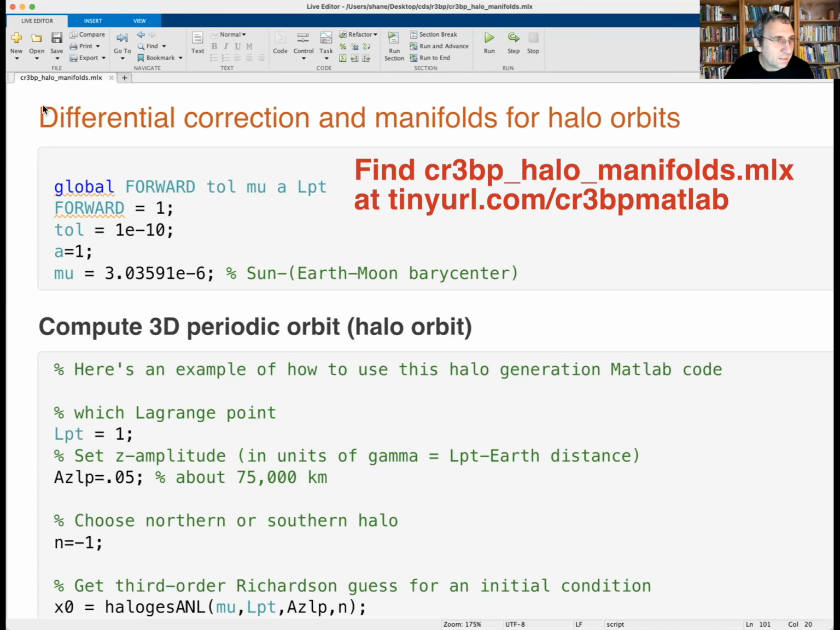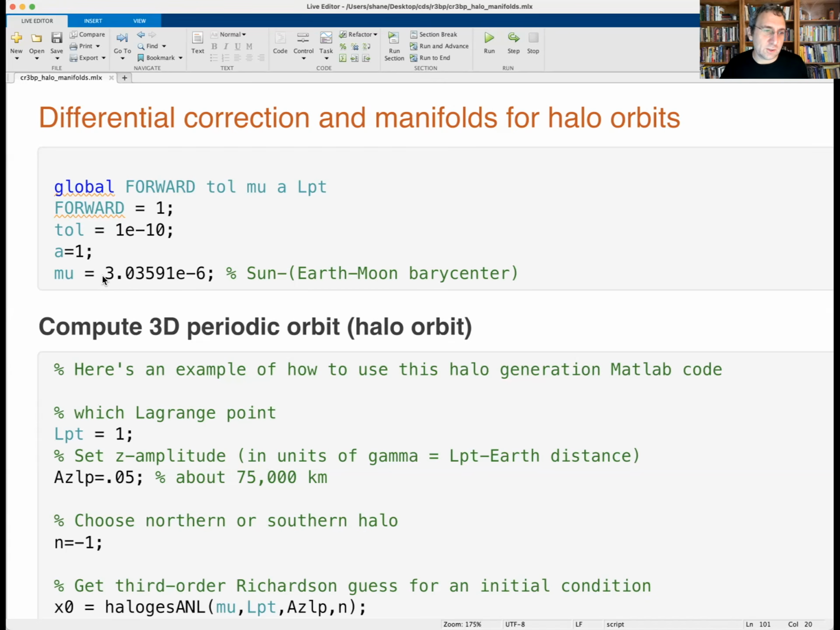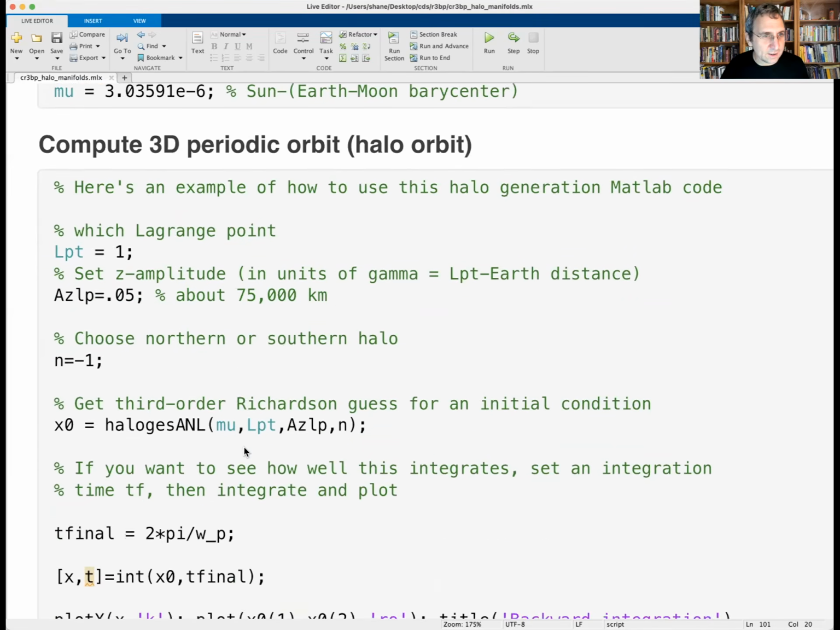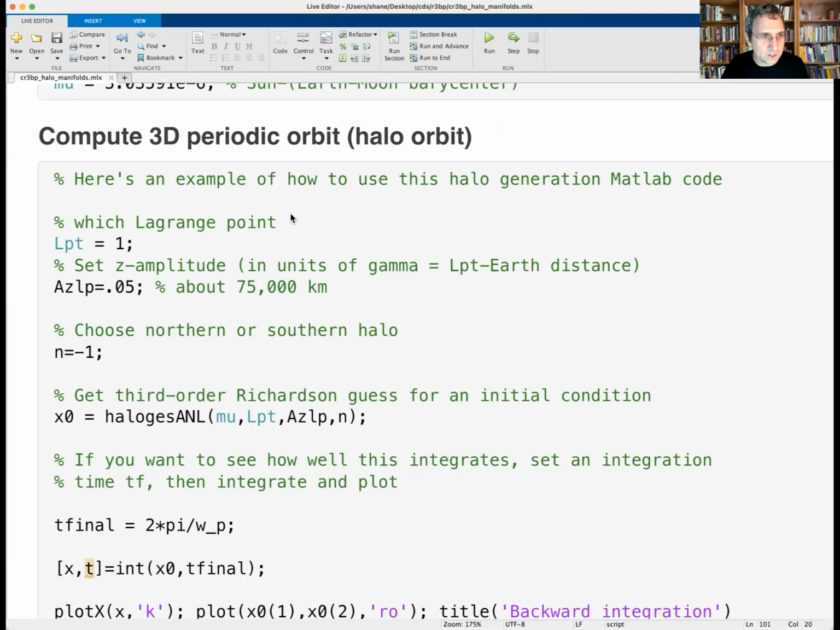So this is called CR3BP halo manifolds. And I've got some global variables I have to define. I'm going to use the mu for the Sun-Earth system. When you do things for Sun-Earth, you often include the mass of the moon in with the Earth. And so that's why I get this number, around 3.0359 times 10 to the negative 6. And here's an example of how to use this halo generation MATLAB code.